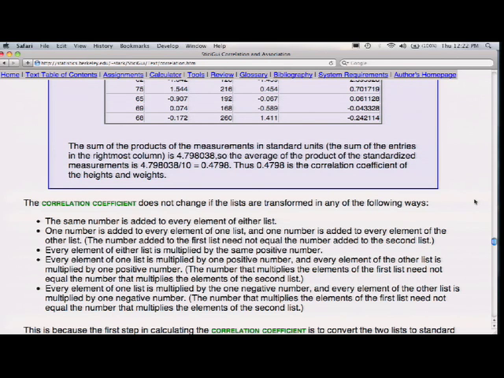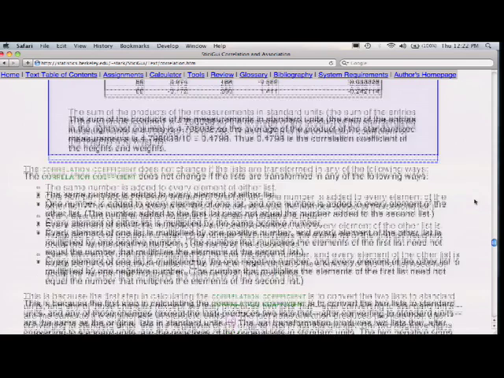If I multiply every element of the first list by -3, and every element of the second list by -2, I get the same value of the correlation coefficient. If I multiply every element of the first list by -3, and every element of the second list by 2, so one by a negative number, the other by a positive number, the correlation coefficient will have the same magnitude, but its sign will flip. Okay. All right.